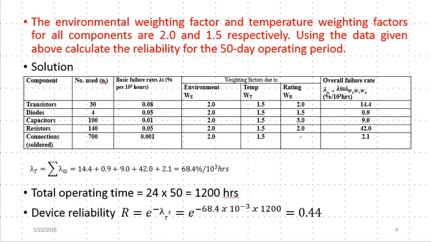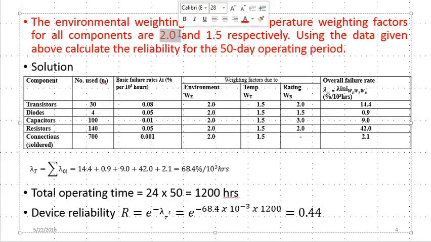Now, we are also told that the environmental weighting factor for each component is 2.0, and the temperature weighting factor is 1.5. And then we are asked to calculate the reliability for the operation of a 50 days period. Now, these are what were given in the previous table: the components, the number of each component, and the basic failure rate of each of the components.